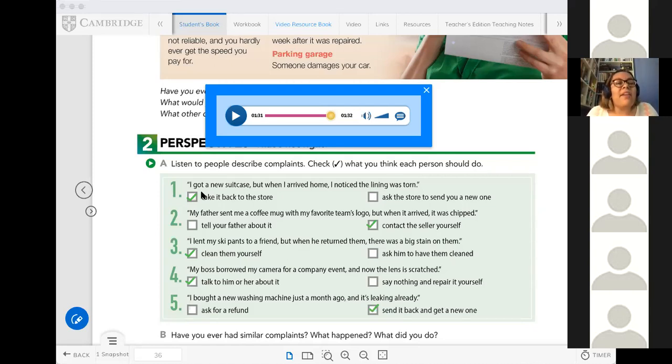Now, the second one. My father sent me a coffee mug with my favorite team's logo, but when it arrived, it was chipped. Okay, so in this case, let's imagine I choose the other option and I say, you know what? I would tell my father about it, because I don't want him to think that I didn't like the mug. No, yeah, I really liked it, but it's damaged. I cannot use it like that because I might hurt my beautiful lips. So I'm not gonna be using it, but I'm gonna tell him that I really appreciate the present.